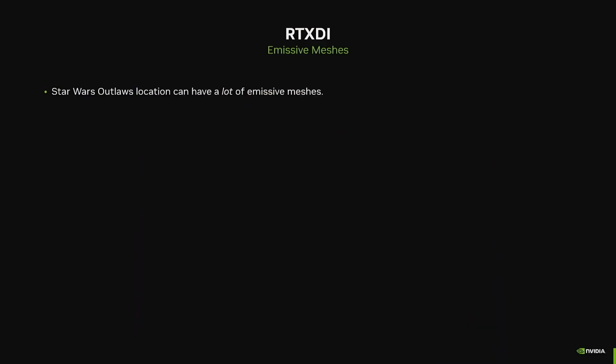So now that we have RTXDI nicely working, can we do more with it than just using it for our analytical lights? Well, Star Wars Outlaws worlds are full of emissive meshes, and those are being picked up by the RTGI and RT reflection, and they can become a primary source of lighting in some scenes.